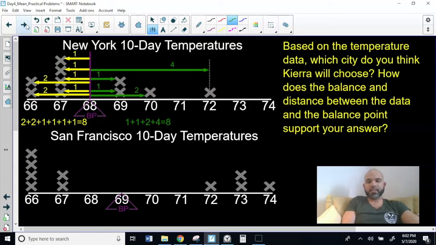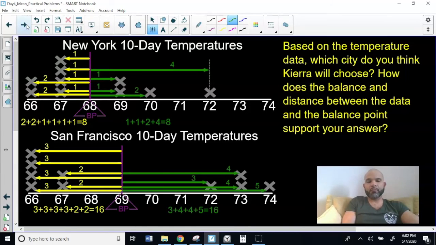What about San Francisco? We're not going to go through it step by step. We're just going to cut right to it, okay? Well, in San Francisco, it's 16. The sum is 16 for the data points less than the balance point, and the sum is 16 for the points on the right. So how does the balance and distance between the data and the balance point support your answer? Well, it all depends on Kiera's preferences, really.